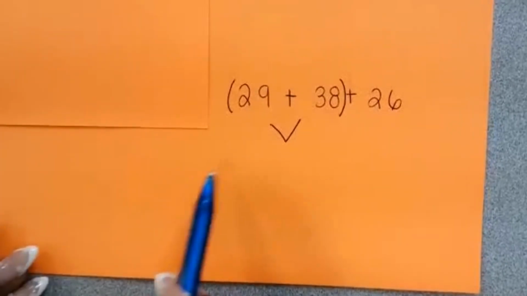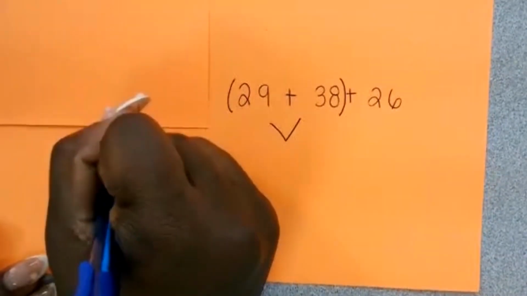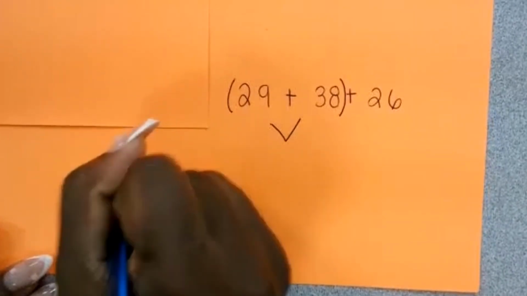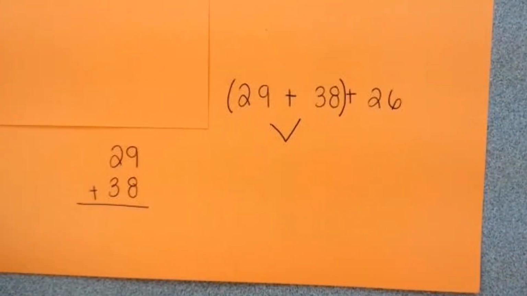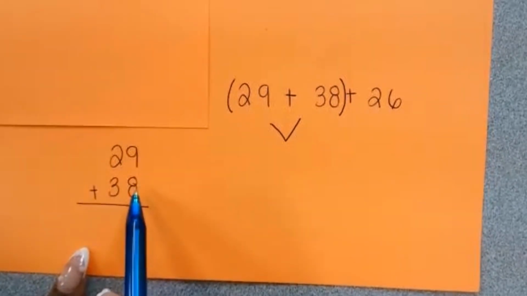I'm going to come over here to the side and I'm going to solve this problem first. 29 plus 38. And so I don't have to regroup, I'm going to use this strategy called partial sums. Class, help me out. What is 9 plus 8? 17.